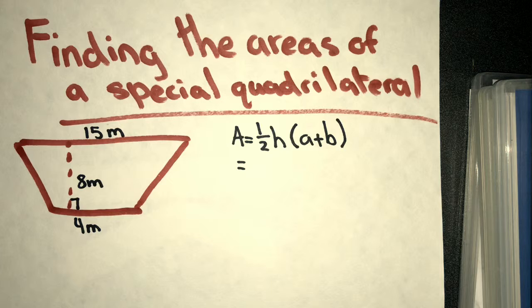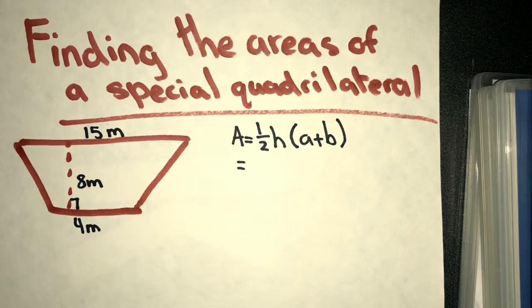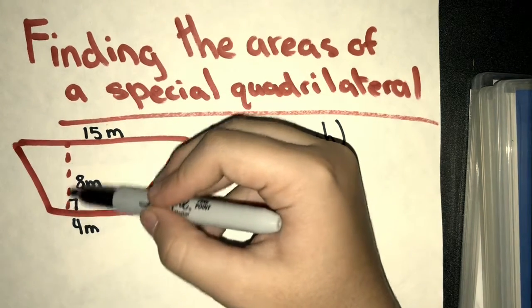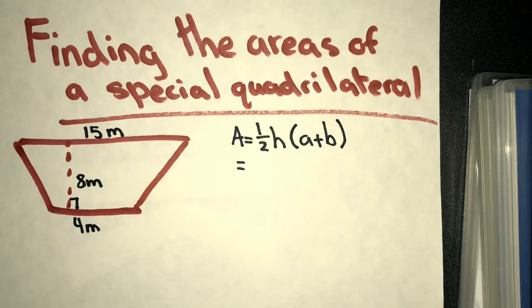When finding the area of a special quadrilateral, the rule you use is area equals half height times a plus b. The two parallel sides are 15 and 4 meters. These are the sides that you add together. The perpendicular height is 8 meters, which gets halved.